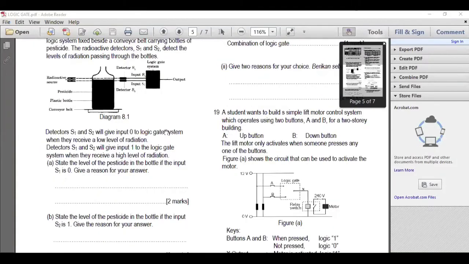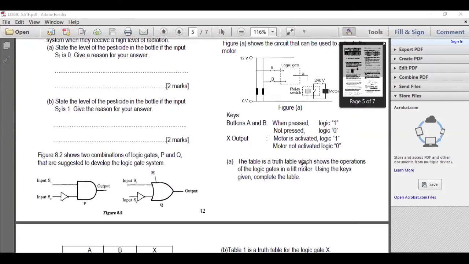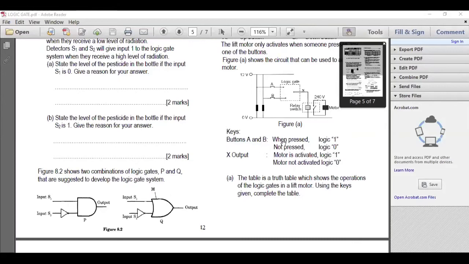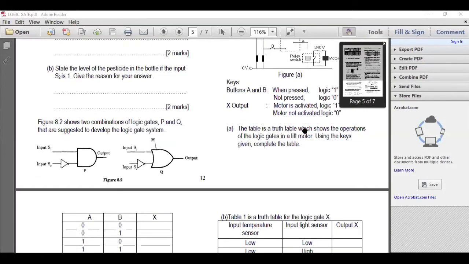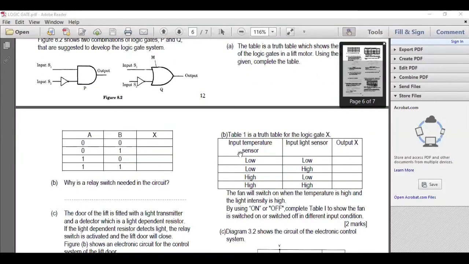Okay, now this also is a passive question. A student wants to build a simple lift motor control system which operates using 2 buttons A and B, for a 2-story building. A is up, B is down. The lift motor only activates when someone presses any one of the buttons. Figure A shows the circuit that can be used to activate the motor. When pressed logic 1, not pressed logic 0. Motor activated logic 1, motor not activated logic 0. The table is the truth table which shows the operation of the logic gate in a lift motor. Using the key given, complete the table.